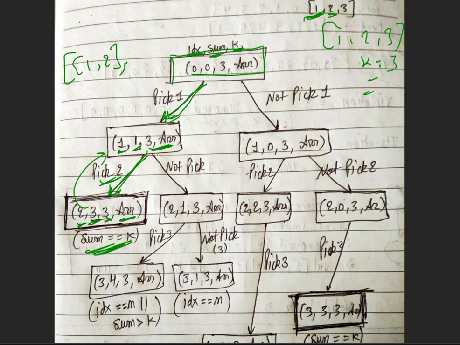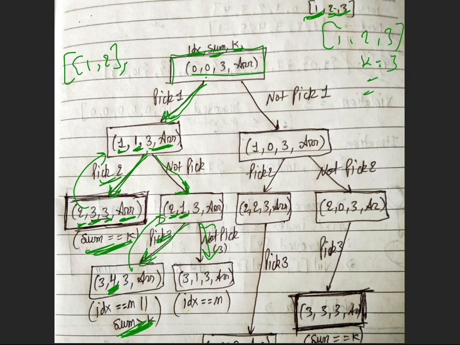We won't move ahead. So now what is the second case here? Not pick 2. If we won't pick 2, then we shift the index by 1, and we won't increase the sum, so our sum was earlier 1, so it will still be 1. So now we have moved to index number 2. Here also we take two cases, pick 3 and not pick 3. If we pick 3, our sum will become 4. So the second condition, that is sum is greater than k, has failed, so it won't move ahead, it just returns back.